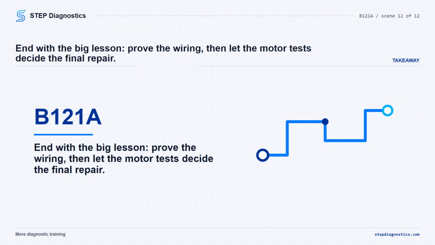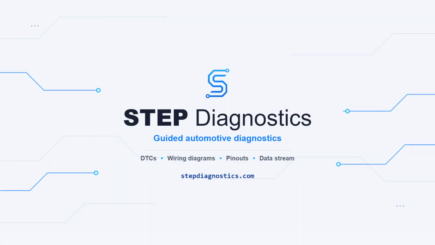For B121A, do not jump straight to a motor or control unit. Prove the opens, prove the short, check. Then let the motor resistance and movement feedback checks decide the repair.